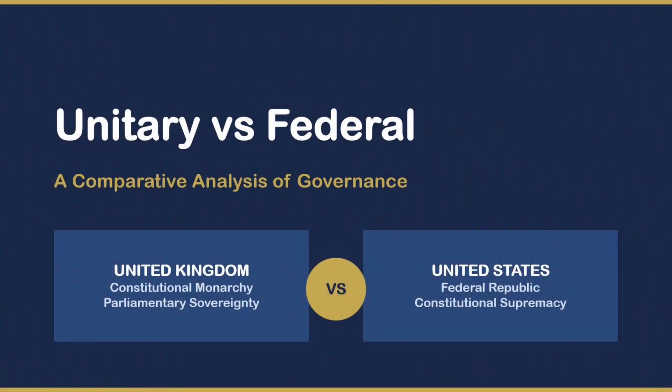Today we'll be learning about the differences between a unitary state and a federal state. Here we will be comparing the United Kingdom, which is a constitutional monarchy where the parliament is sovereign, and the United States, which is a federal republic where the constitution is supreme.